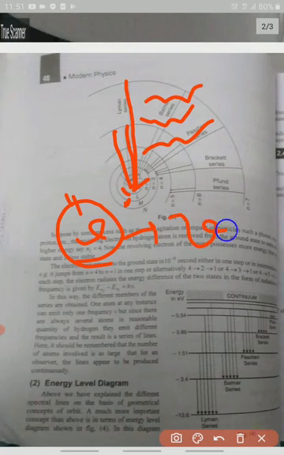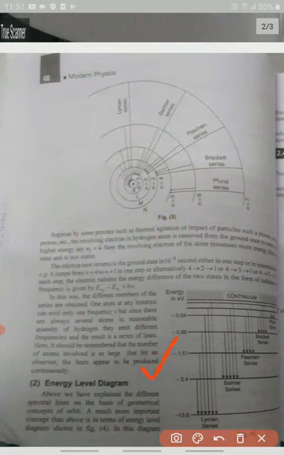Another very important point: if only one atom is involved in this process, it gives only a single frequency. But hydrogen gas contains a large number of atoms, so we get the spectral series, we get the spectrum, we get a picture like this. We can also represent this with the energy level diagram.